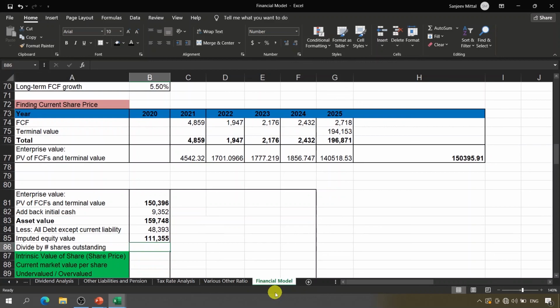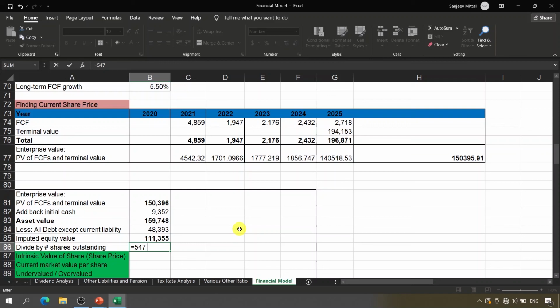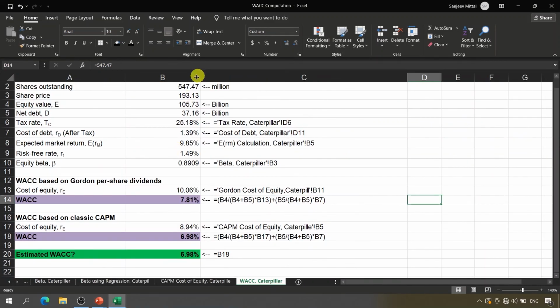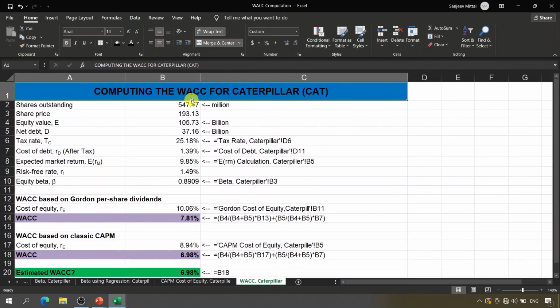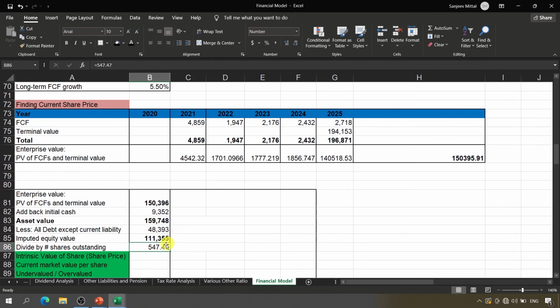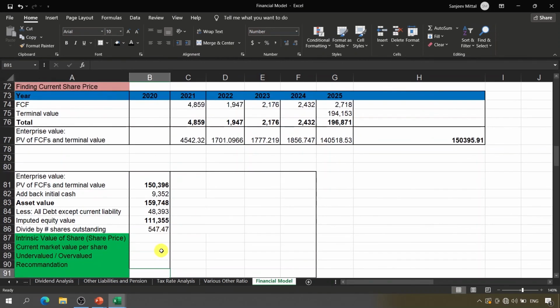After getting this equity value as on today, we need to write our number of shares, and as you know, we have a total number of shares of 547.47 million. This number was found from Yahoo Finance, and while we were calculating our WACC, we already knew this number, right? Or you can simply see this number again from our WACC sheet: shares outstanding is 547.47 million right now.